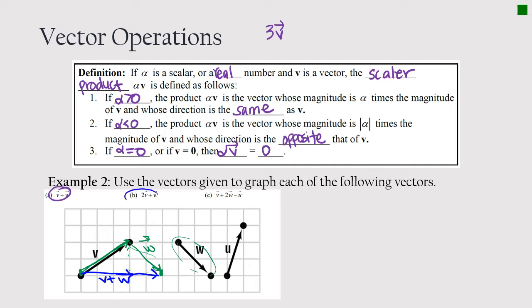If I had to do 2v plus w, that's going to be taking v and having it done twice and then adding w to it. So let's just do it on here. So there's v, plus another v, plus a w.